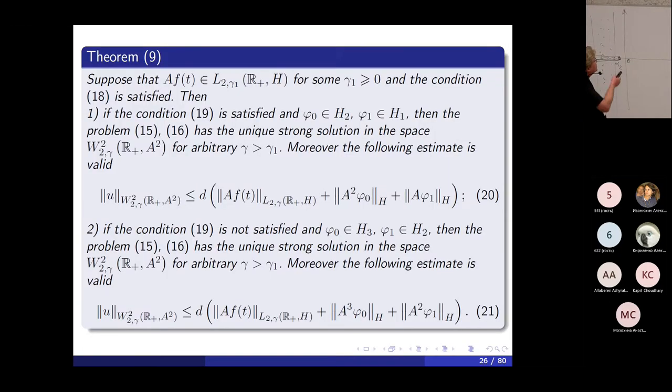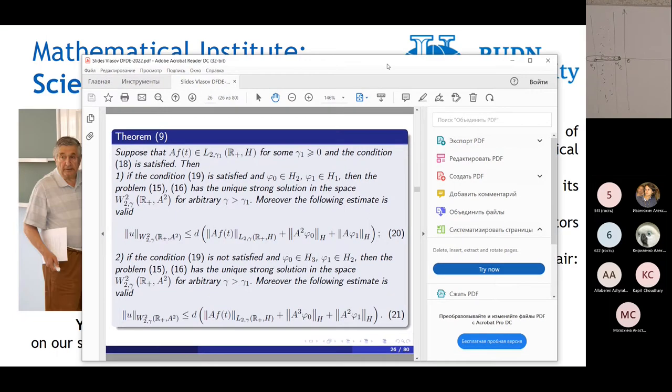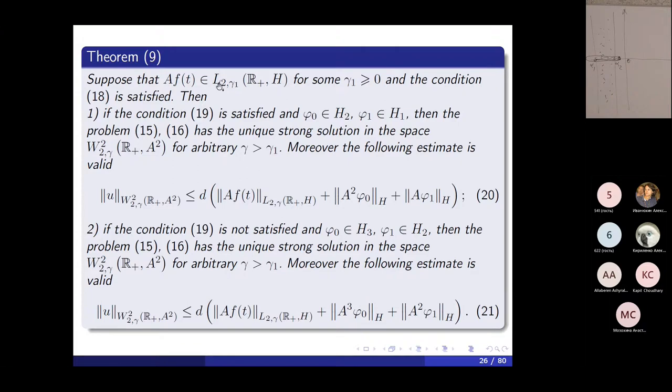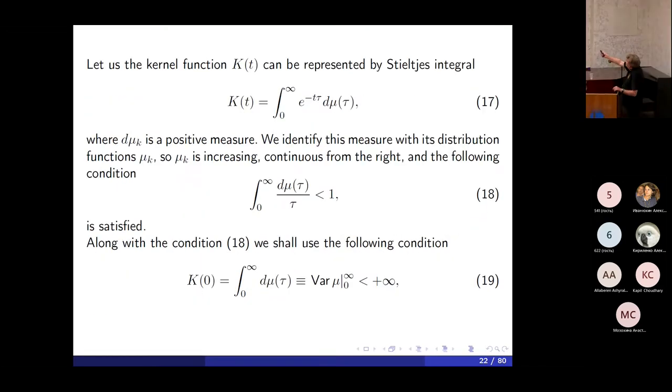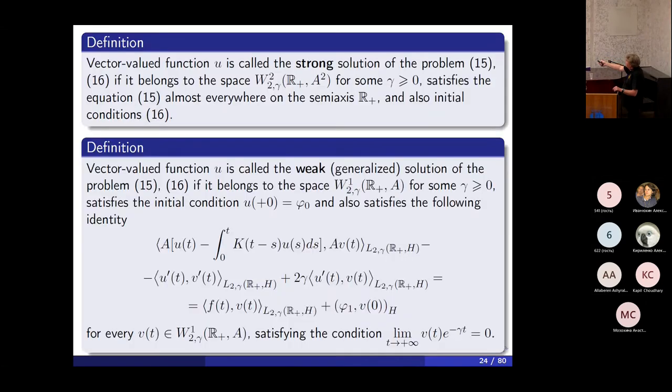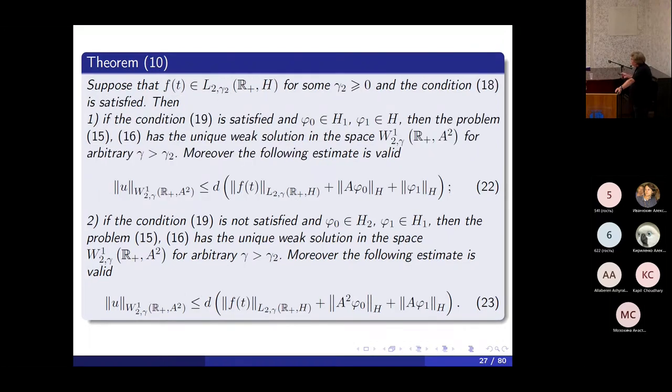And here you see the results. But I must say that if condition 19 is satisfied, that is the condition when our kernel is a smooth one, then we take initial functions from the spaces H2 and H1. If not, then we have to take more smooth initial data, phi 0 and phi 1, from the spaces H3 and H2. And here you see the results.